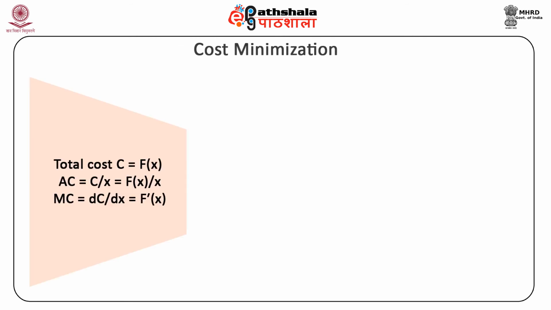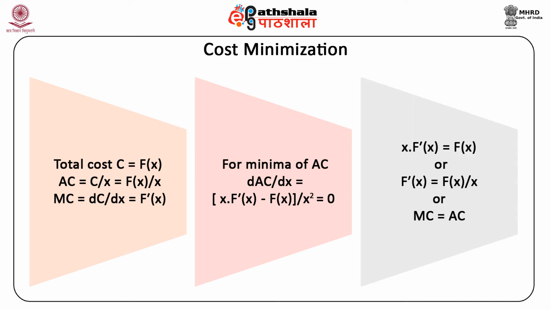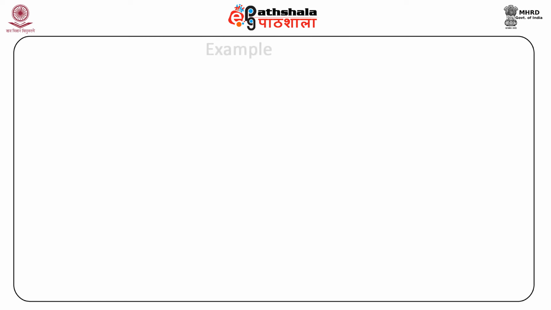If total cost is a function of x, then we can define AC, or average cost, as f(x) upon x and marginal cost MC as f′(x). Very often we are interested in finding the level of output that gives the minimum AC. For minima of AC, we have dAC/dx equal to 0, which implies that MC is equal to AC. Hence, marginal cost is equal to average cost at the minima of the latter. Let's study a related example of minimization of cost.